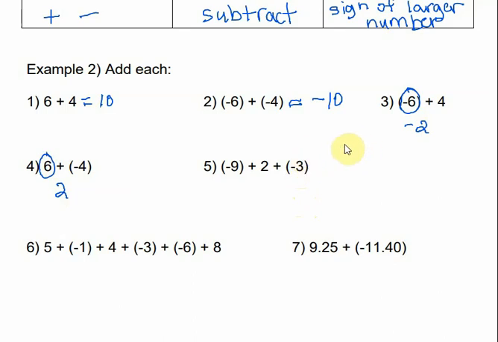Okay, in number 5, we have 3 terms. So we can just go from left to right, or we can combine the like terms first. I'll do it both ways.